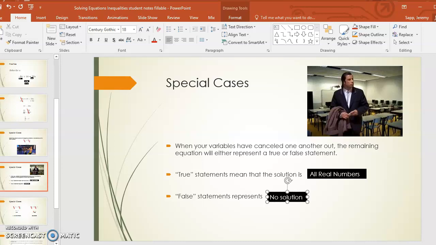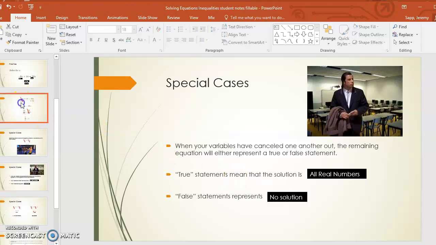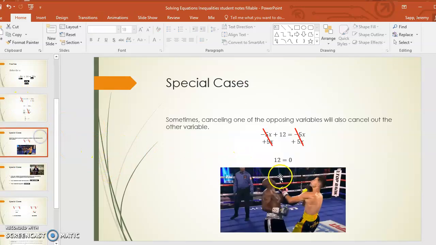So again, that's a true statement. It's all real numbers. If the statement is false, it's no solution. So let's go back to my example problem. Not that one, this one. Right? So my x is canceled out.